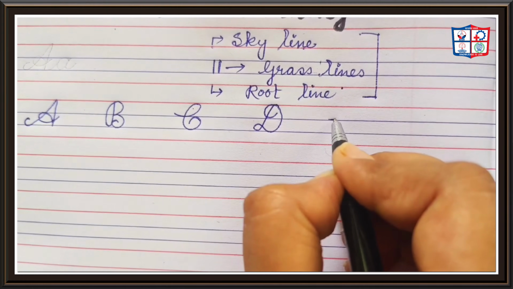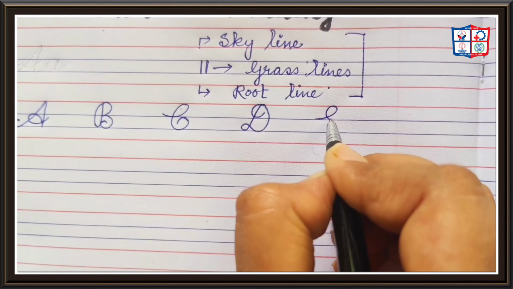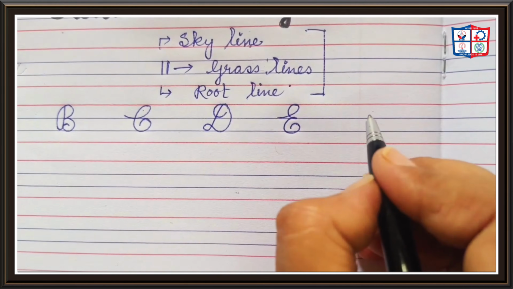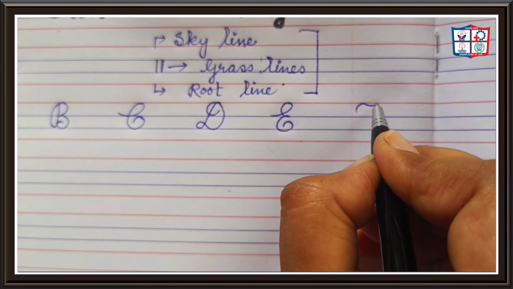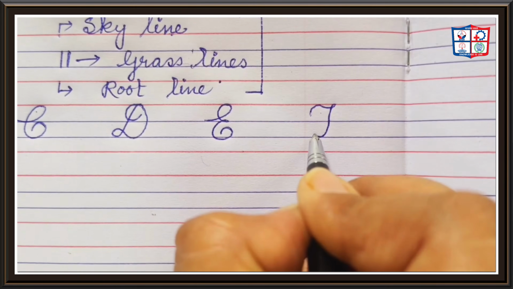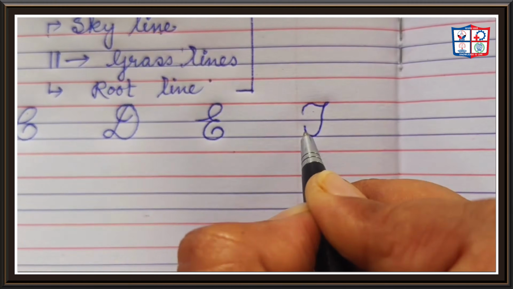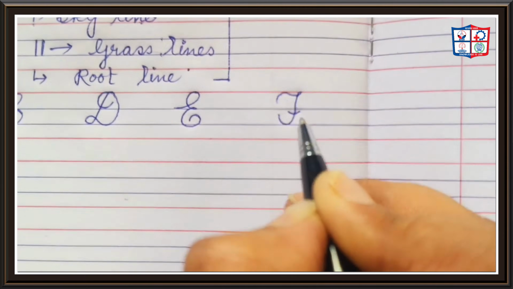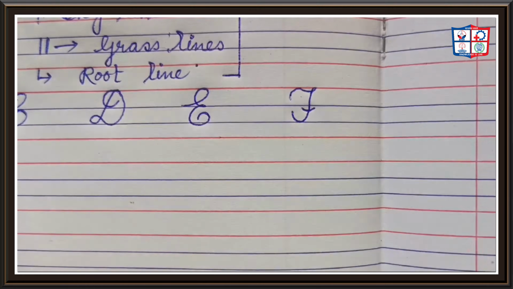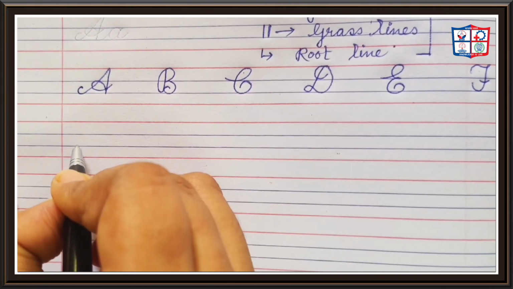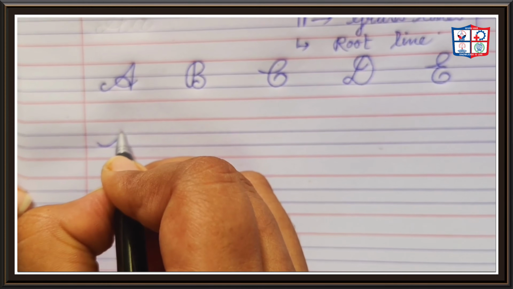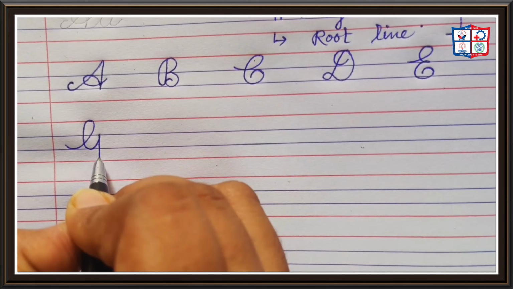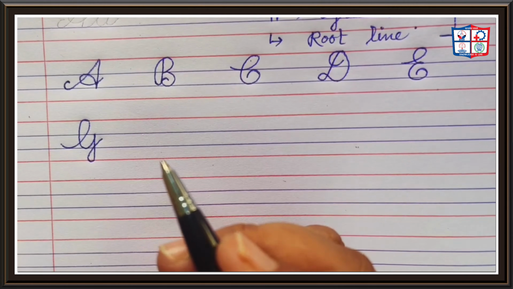Capital E, the E will start from the grass line, touch the skyline, make a little curve and finish it within the grass line. E. Then capital F, we have to start it from the skyline, hold it and leave it between the grass line and make a cut here, that is F. Right now G, capital G. It will start from the middle of the grass line, touch the skyline, come back and get down to touch the root line, and now it's completed.